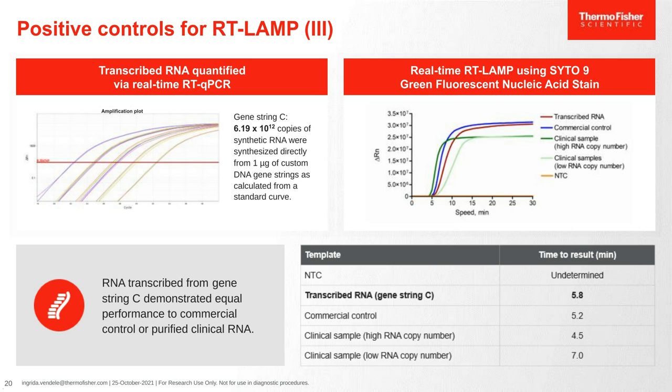And real-time RT-LAMP using SYTO 9 green fluorescent nucleic acid stain demonstrated that RNA transcribed from gene string C showed equal performance to commercial control or purified clinical RNA. And the time to result was just 5.8 minutes when commercial control was just 5.2, and we have 2 good examples of clinical samples with high or low RNA copy number, and the reaction time was very similar.